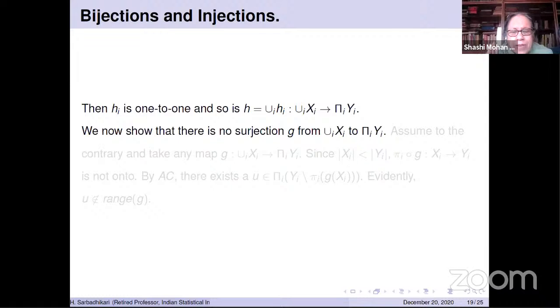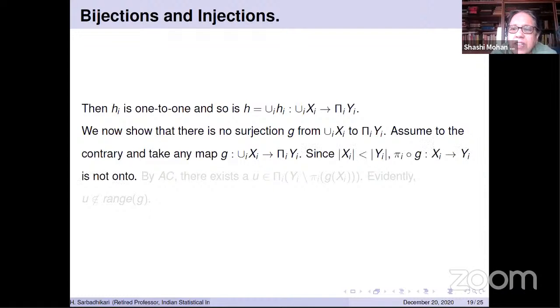Now if you accept this, we have to show that there's no map from the union of the xi onto the product of the yi. If there's no surjection, then the two sets cannot be equal in cardinality. So this union of the xi must be smaller. So suppose there's a surjection, we'll get a contradiction.